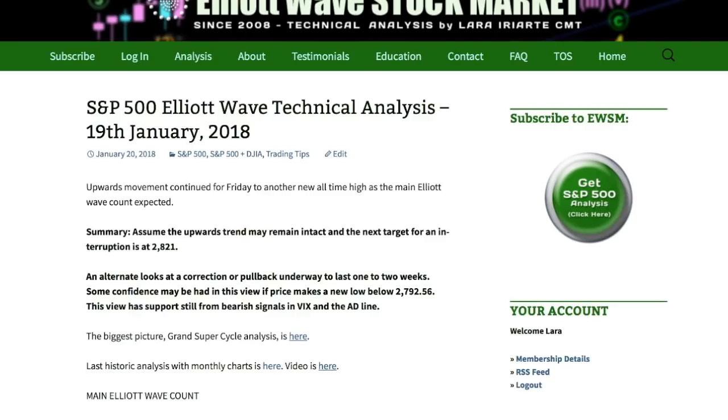I've got an alternate that looks at a correctional pullback that could have already be underway to last 1 to 2 weeks. We can have some confidence in that view if price can make a new low below 2792.56. And that view does have support from bearish signals in VIX and the AD line, but those recent signals have either failed or they're early signals at this stage.